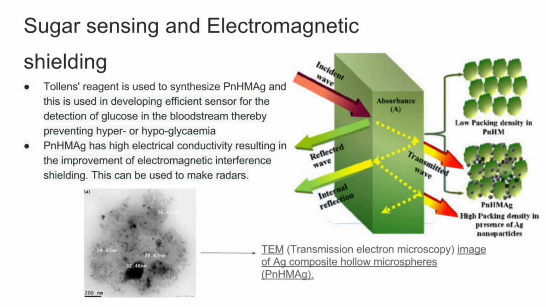Tollens reagent is used to synthesize a compound called N-hydroxymethyl acrylamide, also known as PN-HMAG, which is formed by the emulsion polymerization of aniline and Tollens reagent, which is a source for the Ag nanoparticles. PN-HMAG has been used as a sensor in the detection of glucose. Cyclic voltammograms, which is an experiment where the working electrode potential is ramped linearly versus time, of PN-HMAG and PN-HM were recorded at different sugar concentrations, in the presence of 10⁻⁷ molar H2SO4.